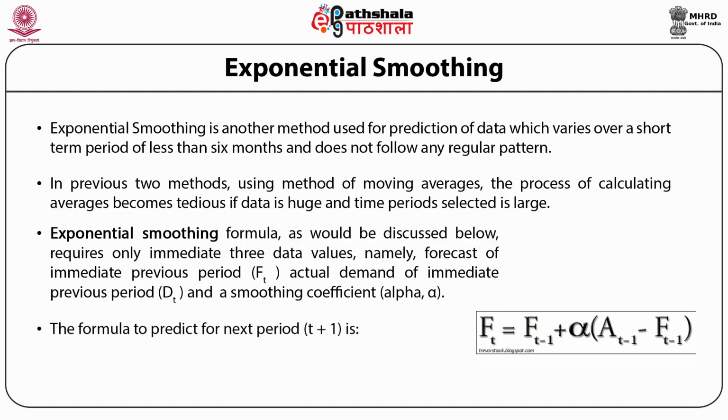This method uses the following formula for predicting demand. Forecast for time period t plus 1 is equal to alpha into demand for the last time period, that is t, plus 1 minus alpha multiplied by forecast for the previous time period, that is t. In the formula, Ft plus 1 indicates the forecast for the estimated period, that is the coming time period. Dt indicates actual demand for the immediate previous period. Ft indicates forecasted demand for the immediate previous period and alpha is the smoothing coefficient. The value of alpha always lies between 0 and 1.